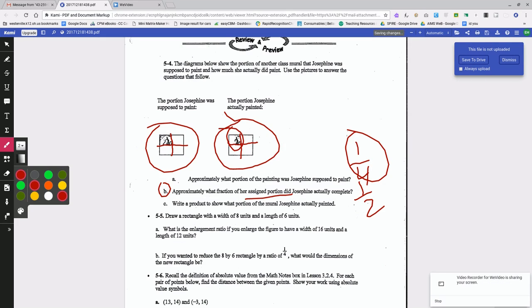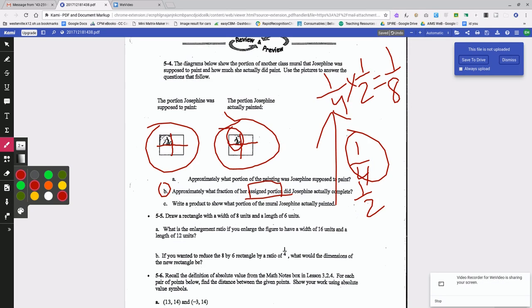So it looks like she did 1/8 of the overall painting, but they want us to look at the assigned portion. Question 3 is to write a product to know what portion of the mural she actually painted. That's where you get your 1/4 she was supposed to paint, multiplying by the half that she did. She ended up painting 1/8 of the entire mural.